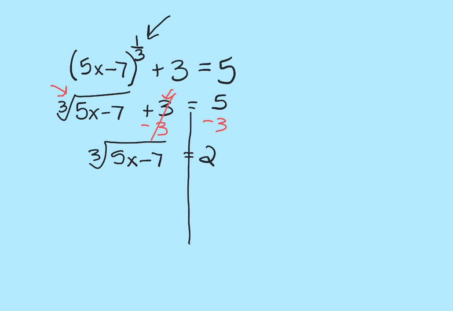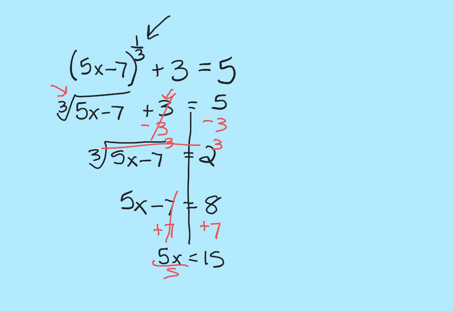Now that it's isolated, so let's think, to get rid of a cube root, I would raise it to the 3rd power on both sides. So I'm left with 5x minus 7 equals 2 to the 3rd power is 8. Plus 7, plus 7. So 5x equals 15. And x equals 3.